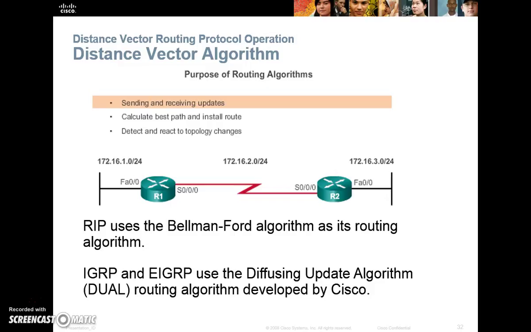What algorithm do distance vector protocols use? For RIP, they use the Bellman-Ford algorithm. This algorithm helps them determine the best path to reach the destination. For IGRP and EIGRP, they use the Cisco algorithm, the Diffusing Update Algorithm. In short, we call it the DUAL routing algorithm, for them to calculate the best path to the network.